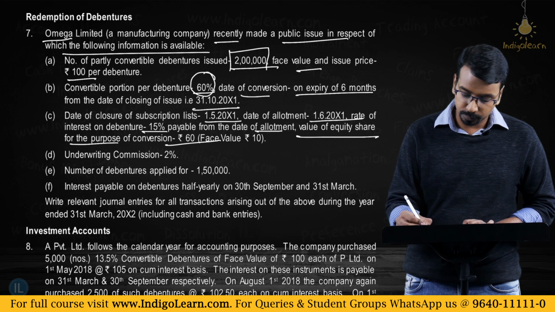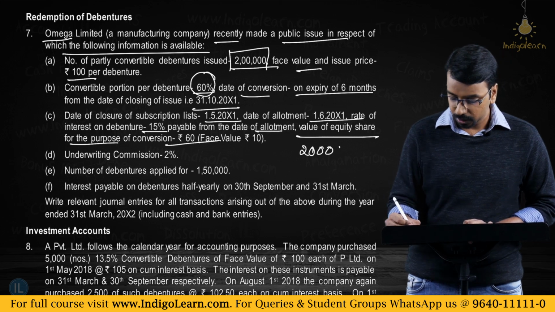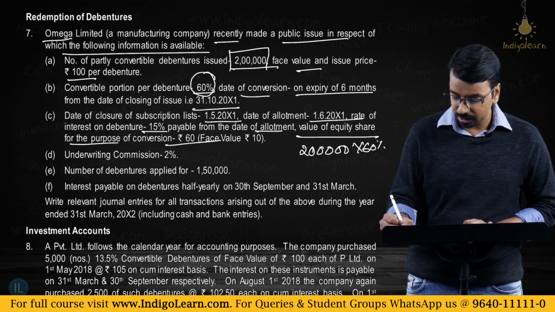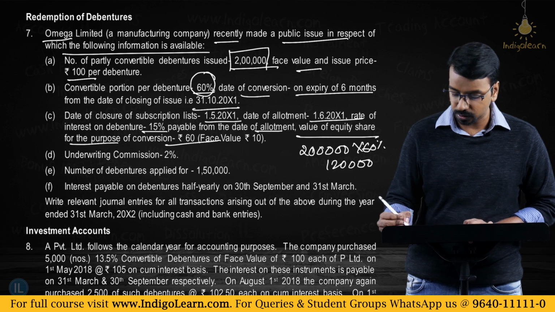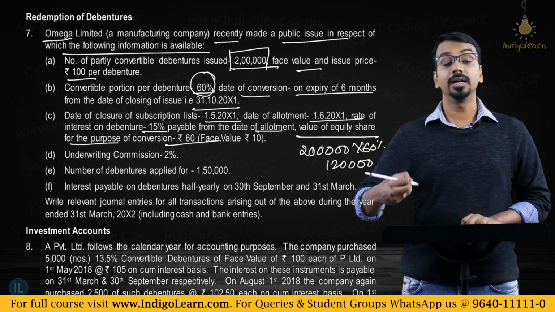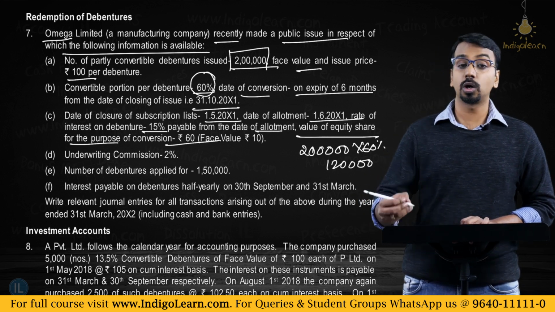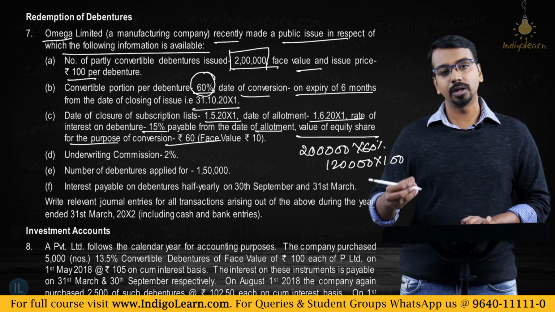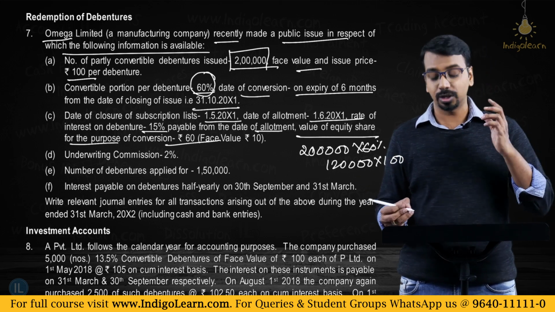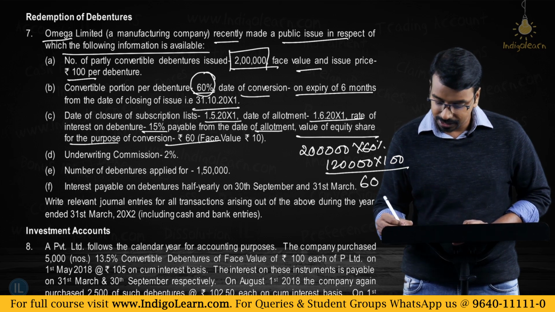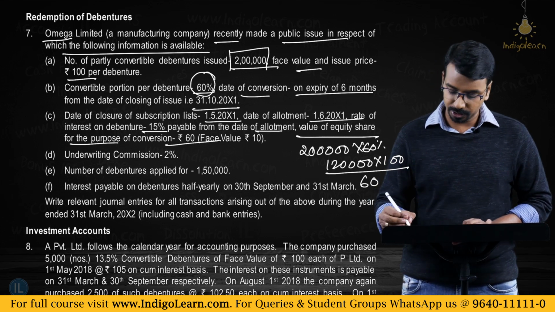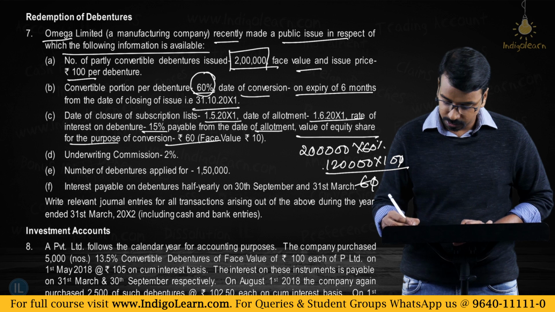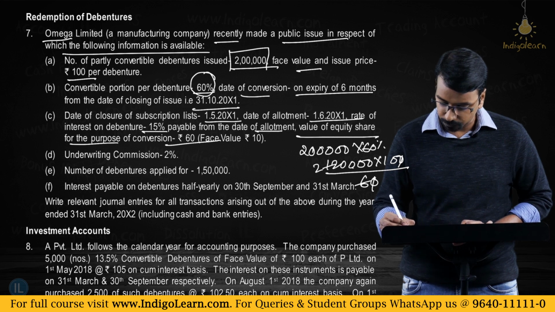Now out of 2 lakhs, 60% comes to 1,20,000. These many debentures will be converted. Now what is the total value of these debentures? This into 100 is the total value of the debentures. What is the value of equity share? The value of equity share is 60. So how many equity shares will be issued?